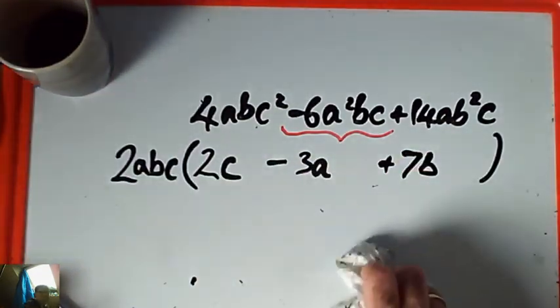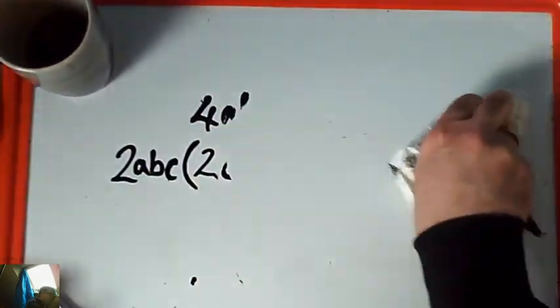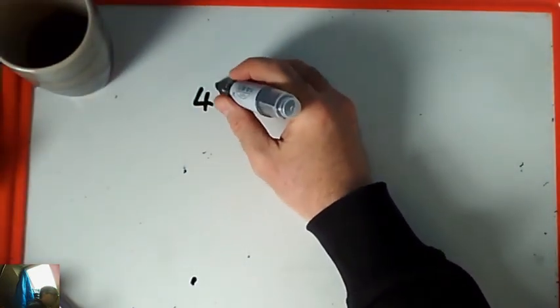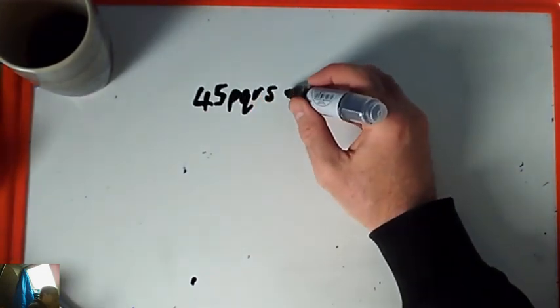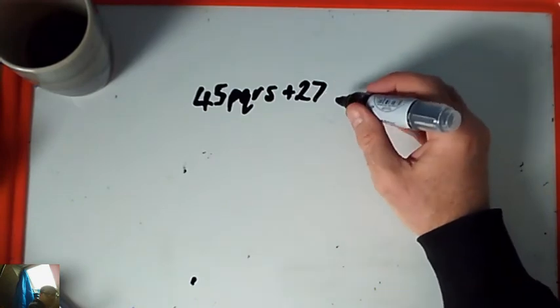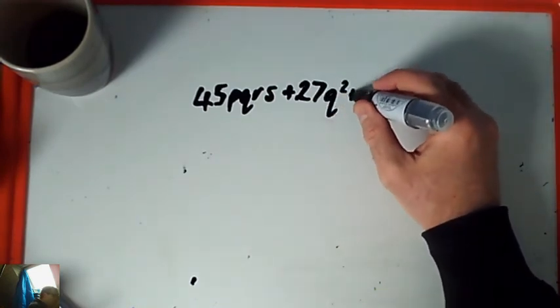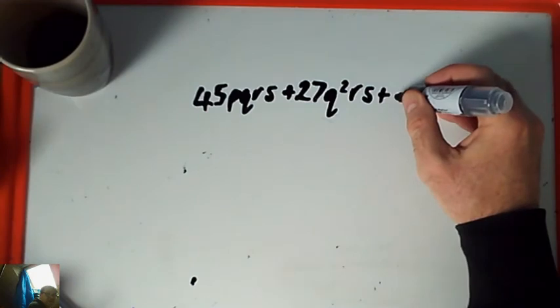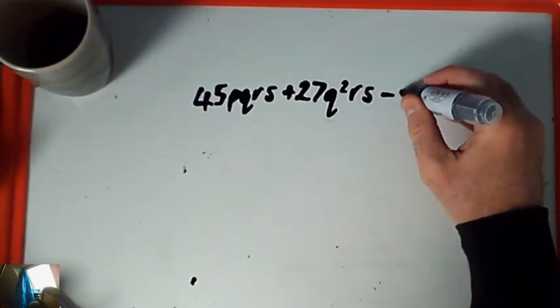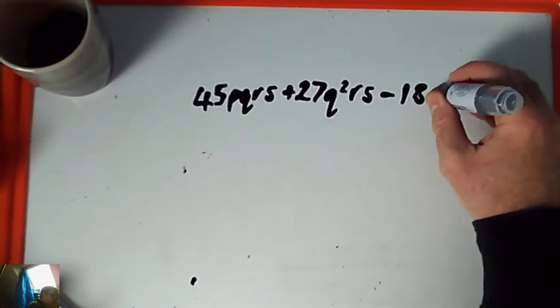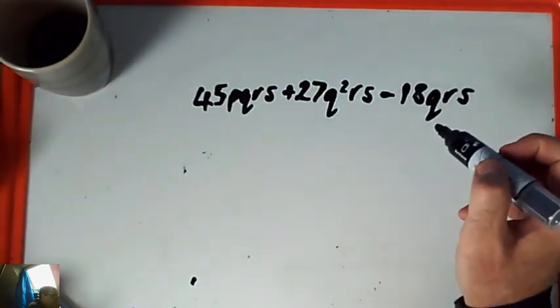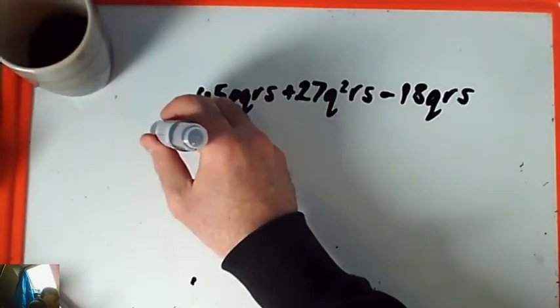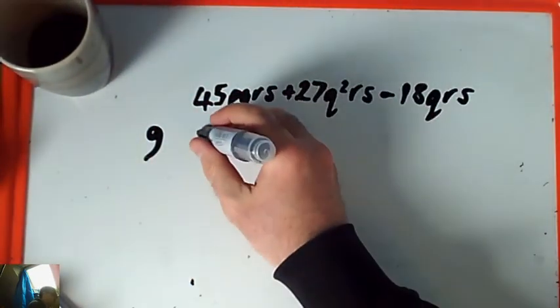And we are on to the last one. It's pretty much the same in principle as the last one, so I will whiz through it a little bit. So we've got 45PQRS plus 27Q squared RS minus 18QRS. Okay, so 45, 27 and 18 can all be divided by 9. So I can take a 9 outside the brackets.